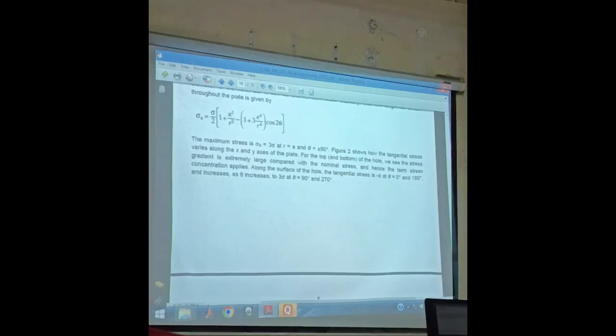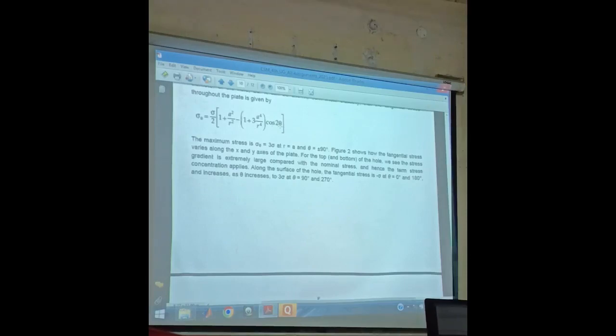Here a equal to r. This is 1, this is also 1. 1 plus 1 is 2. Here it is 2, so this is cancelled out. It will be 1. Here 1 plus 3 is 4, so it will be 2. So sigma theta, the tangential stress, divided by sigma equals 1 minus 2 cosine theta.